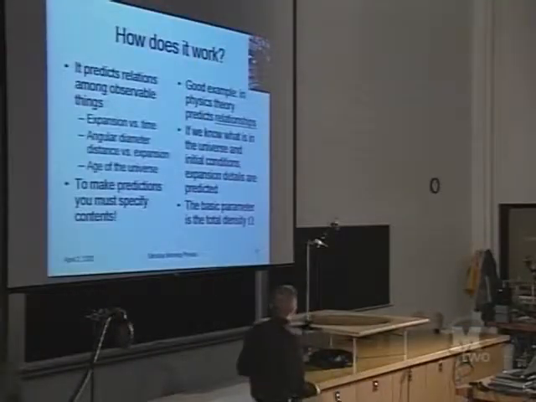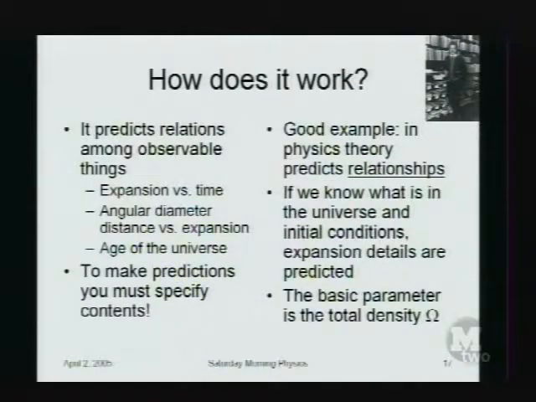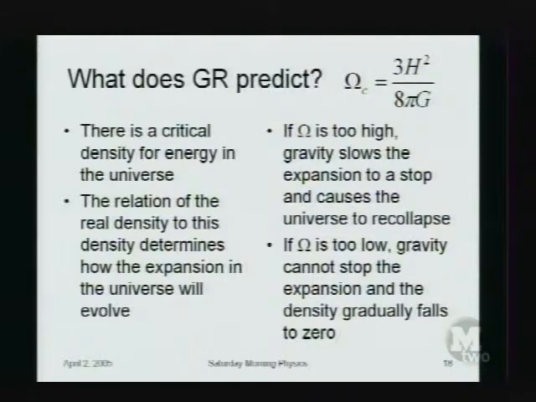Now, the basic parameter, the most important parameter in this cosmology, is just the total amount of matter that's in the universe. And we write that total density with this symbol omega. All right? We're going to see that symbol omega coming up. It represents the total density in the universe. That's all it's about. What general relativity predicts is that for the universe seen to be expanding the way it is today, there is a critical density for that universe.